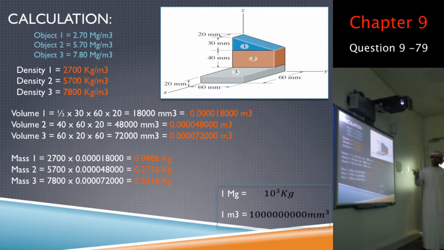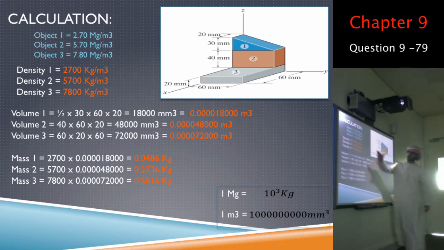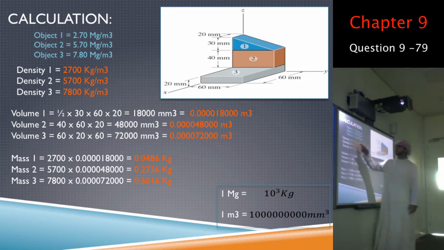In the question, they give us only density, and we want the mass. So we have these three densities, in megagrams over meter cubed. We want to convert them to kilograms over meter cubed by using this conversion factor. And we all know how to convert, right? Yes. We will end up having these densities.